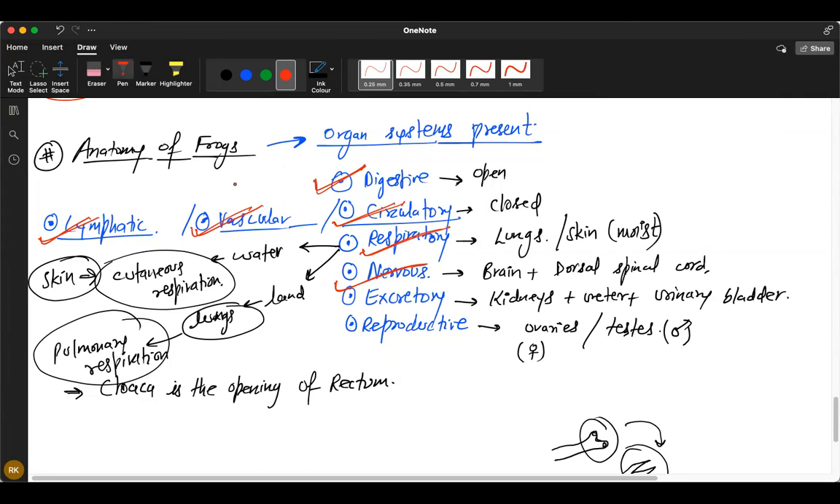Can anyone tell? Ammonotelic, ureotelic, and uricotelic, right? Yes, sir. Yes. So what do you think frogs are? Ammonotelic, ureotelic, or uricotelic?